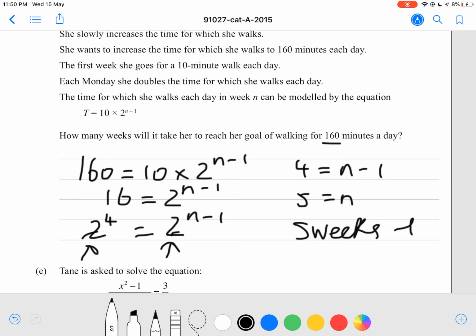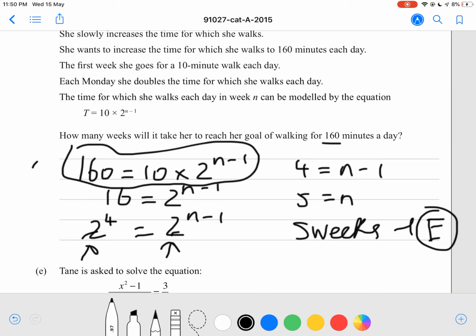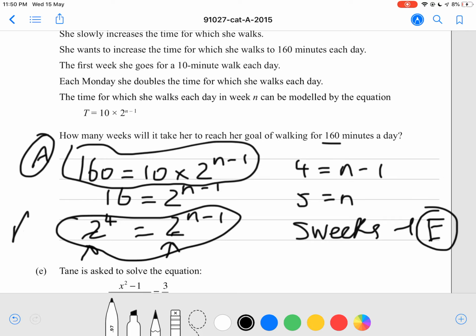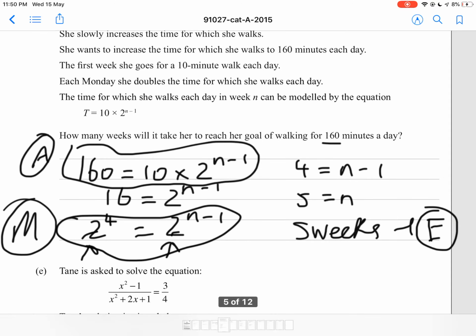And all the way up to here, that's going to get you the excellence grade here. If you can work up to 5 weeks, if you acknowledge up to this first equation here, then you'll get an achieved. And if you can acknowledge this part here, then you'll get a merit. Alright, moving along.